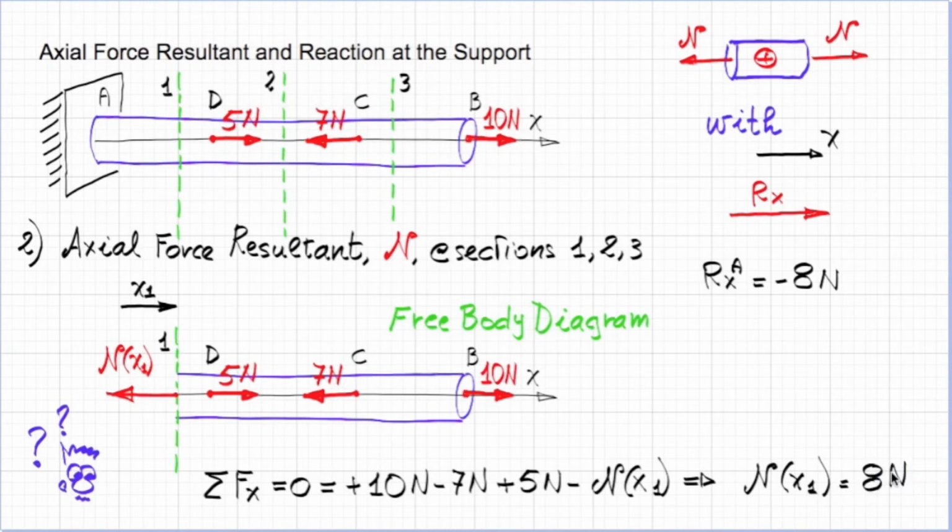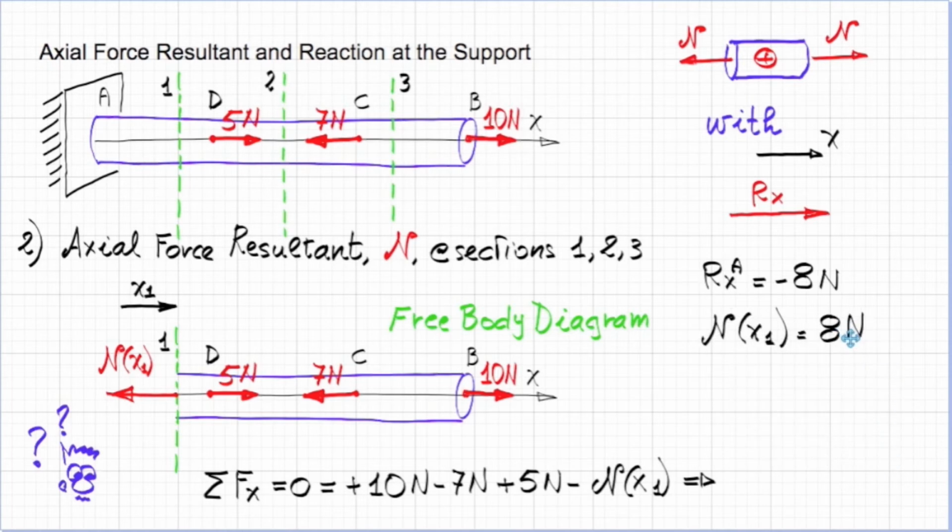N of x1 is positive, so it means it acts in the same direction in which we had originally drawn it, coming out of the section. A positive axial force means that the bar is in tension, meaning that the part of the bar that we removed was pulling on the bar. Let's save this information up here.